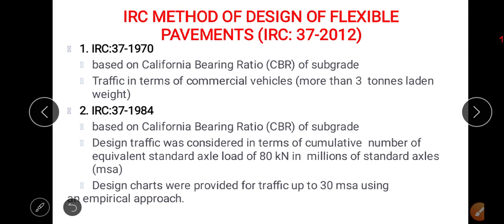Today we will see the IRC method of design of flexible pavement. So far, in the last class, we have seen the various failures: map cracking, alligator cracking, pumping, etc. Today, exclusively for flexible pavement as per IRC 37 2012. This is the recent one.